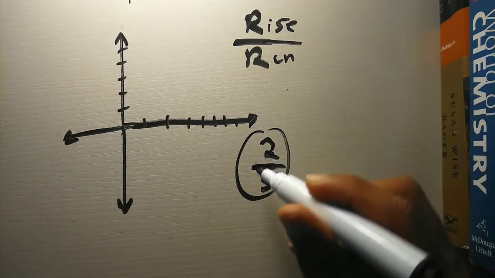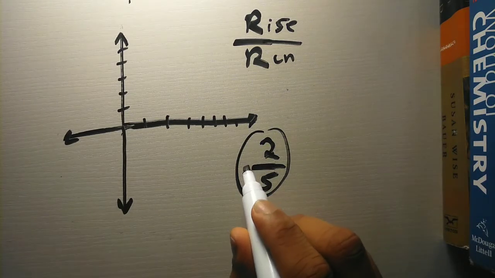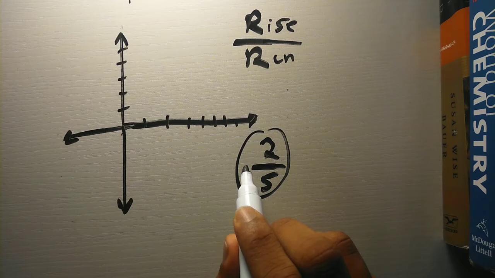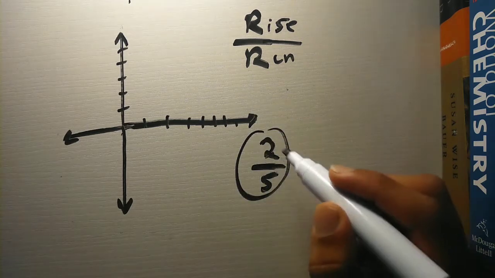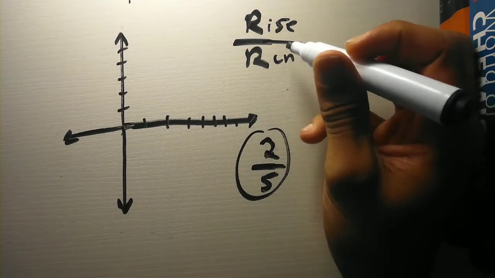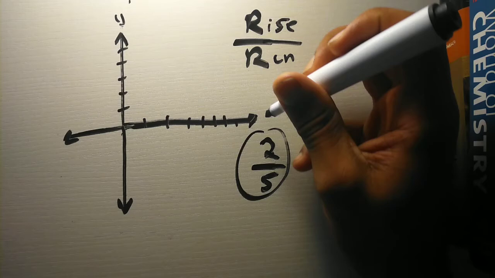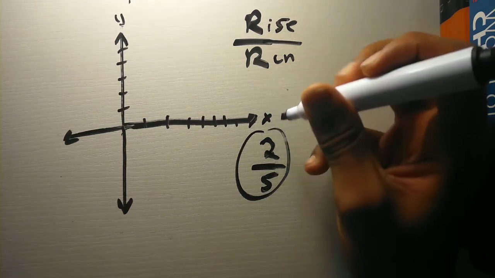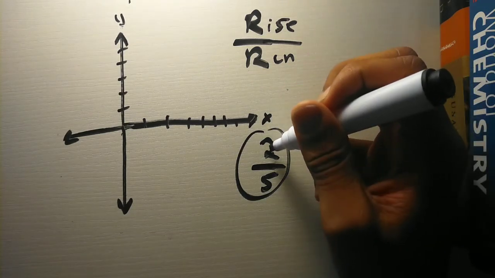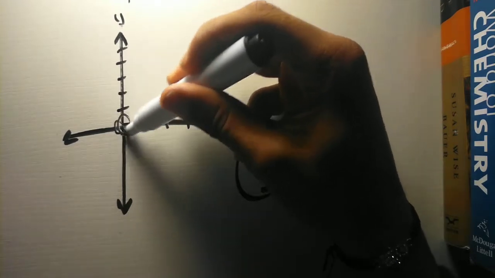First, we look at if there's a positive or negative sign right here. If it's a positive sign, it's going up. If it's a negative sign, it's going down. Okay. So we rise 2, right? And when we rise, we go up on the y-axis, and when we run, we go along the x-axis. So we're rising 2 on the y-axis from the origin, right?